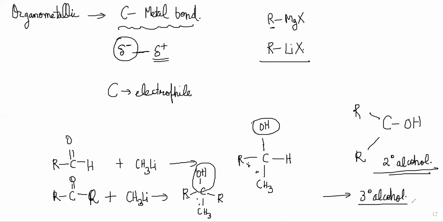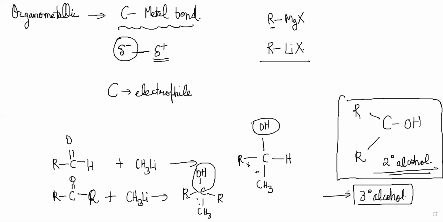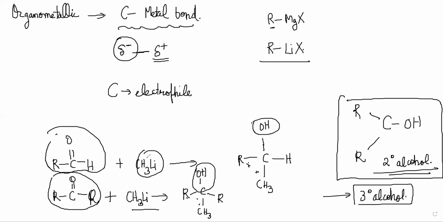So the question will be in this way: you have to synthesize a 2-degree alcohol, or you have to create a 3-degree alcohol somehow. You should choose a ketone with an organolithium, or you should choose an aldehyde with an organometallic compound, and reduce an aldehyde or a ketone to be able to get the correct 2-degree or 3-degree alcohol, right? So that is why he is mentioning it.